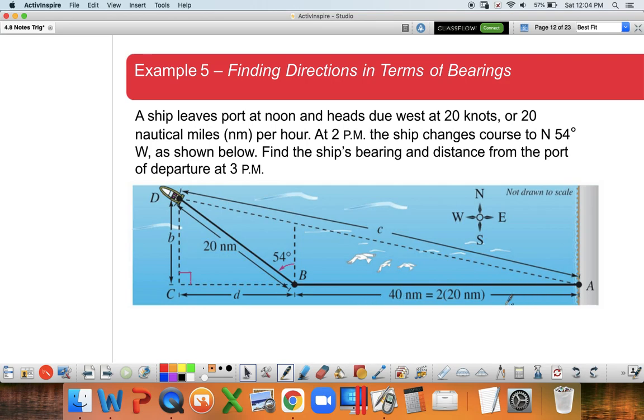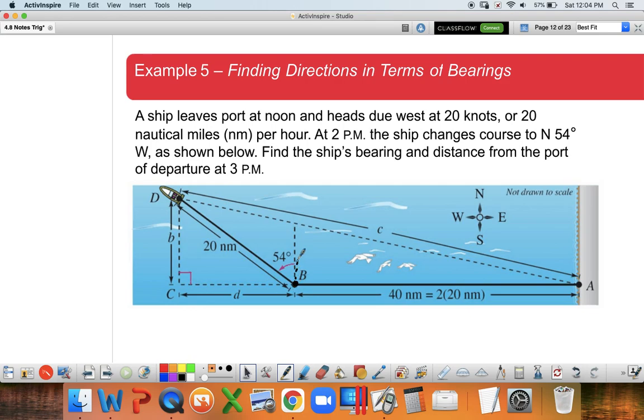But we've gone for 2 hours, which means we've traveled 20 nautical miles. And then another 20 nautical miles, so we've gone 40 nautical miles in total. At 2 o'clock, so right around here at 2 p.m., we reach this point. The ship changes course to north 54 degrees west.